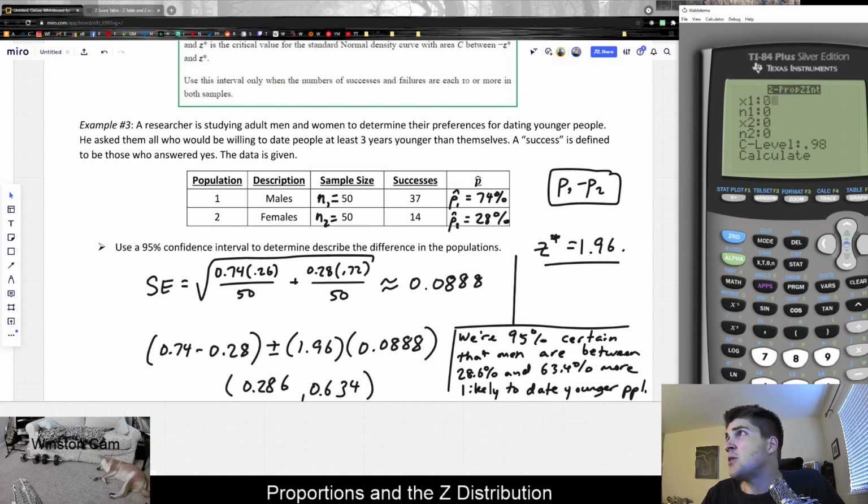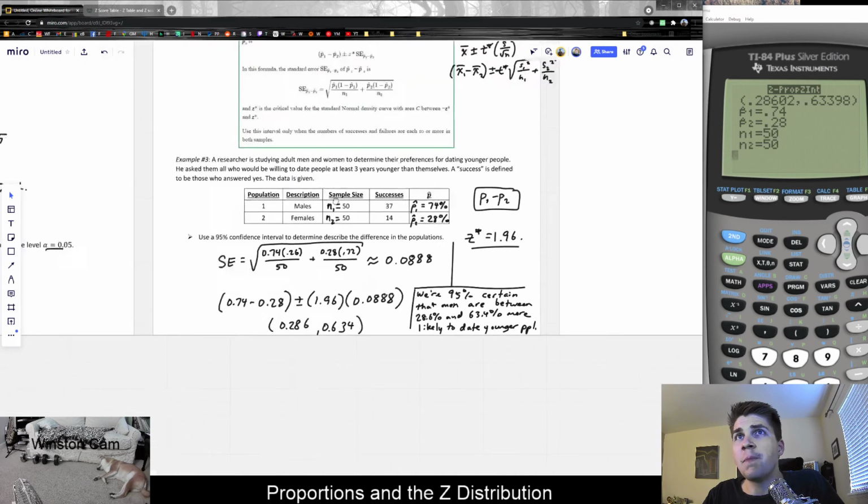So x1 would be our number of successes for the first population. n1 is the sample size. x2 is the number of successes in the second population. n2 is the second sample size. And our confidence level here. And otherwise, again, very easy to do. We would get our confidence interval and we can check ourselves quite easily. Looks like we did well.